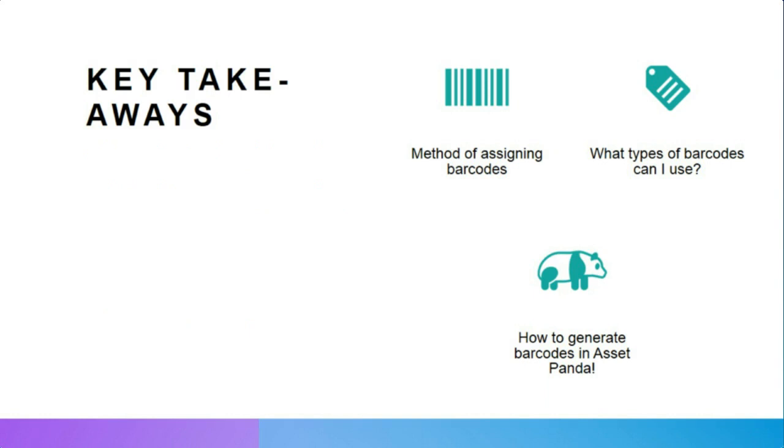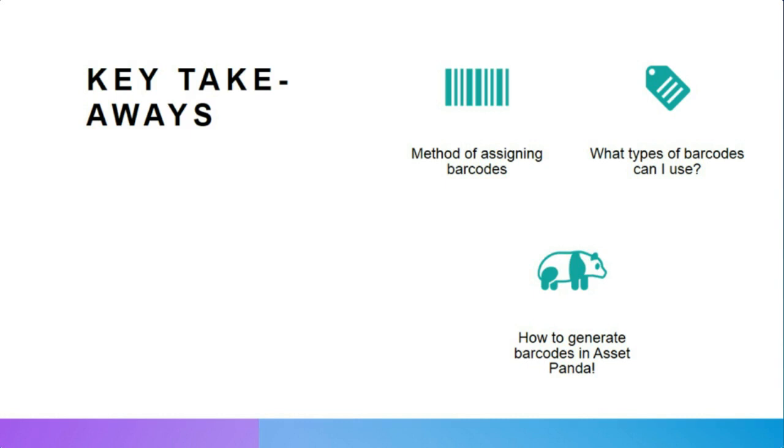Okay, so some of the key takeaways we want you to walk away with today, and some of the things we'll be discussing. High level, the method of assigning barcodes. This is particularly important to determine if you're just getting started with Asset Panda, or maybe you've been with Asset Panda and you're just now getting around to getting barcodes on your items. We always feel like there's a more enhanced experience with Asset Panda when you are using barcodes, and you can leverage the mobile app as a barcode scanner. So the method of assigning barcodes is something we'll talk about today.